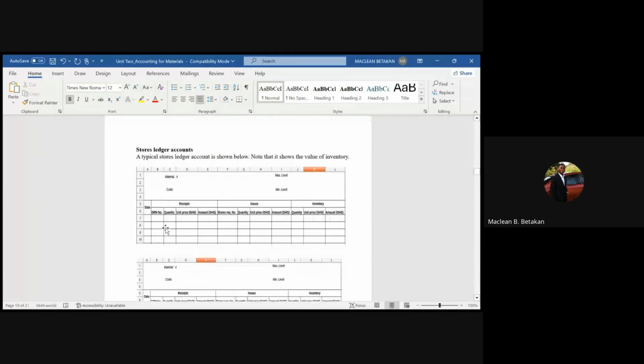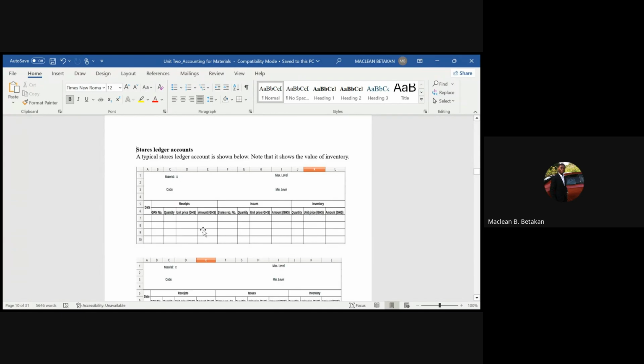Okay, so let's look at the store's ledger. The store's ledger has four items. The date, and the receipts, which record what comes into the store. The issues, which record what goes out of the store. And the inventory, which is supposed to be the balance left.